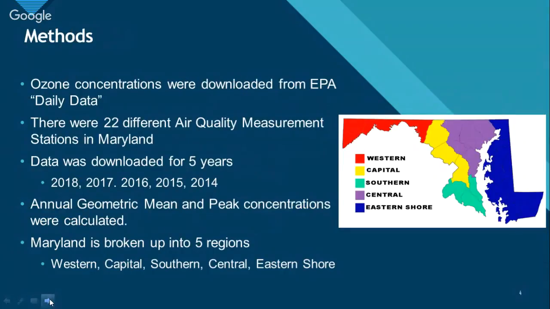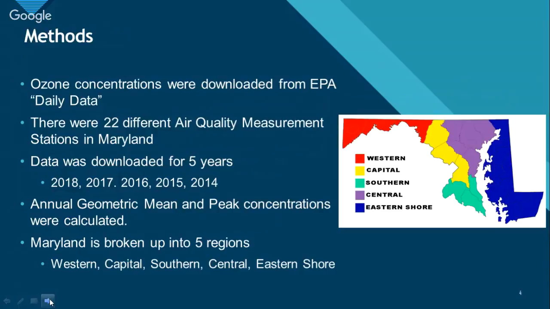The method I used to determine whether or not population density impacted ozone concentrations was that I downloaded the data from the Environmental Protection Agency, the EPA. I went to their website and downloaded their daily data specifically for ozone. There are a total of 22 different air quality measurement stations located in the state, and the data was downloaded for 5 years, starting in 2018, going back to 2014. Once the data was downloaded, the annual geometric mean and peak concentrations were calculated for the data set.